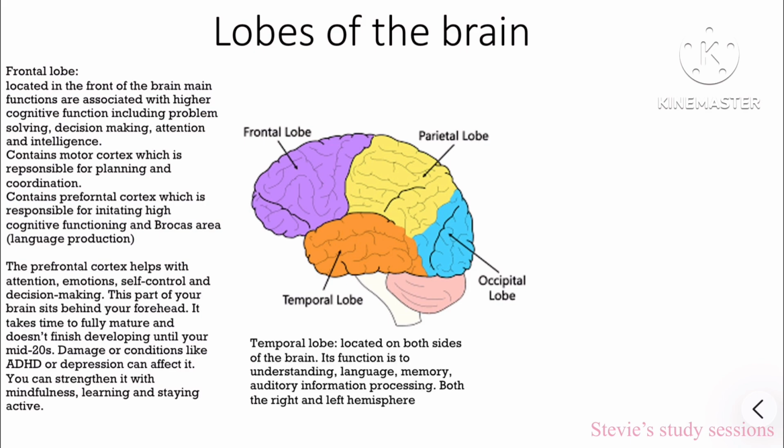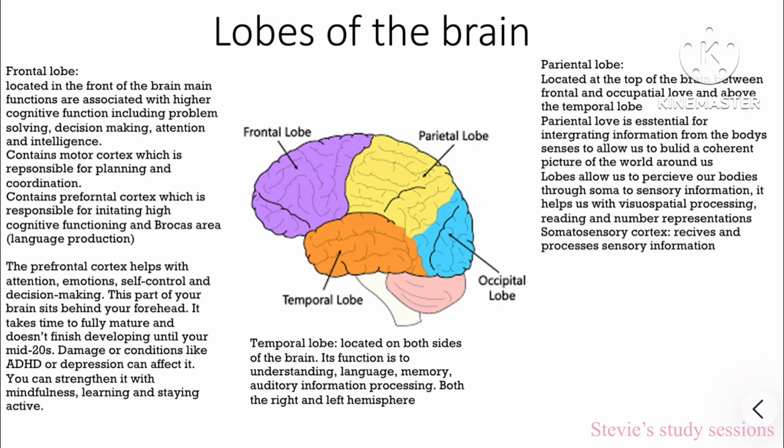The temporal lobe is located on both sides of the brain, and its function is to understand language, memory, and auditory information processing. The parietal lobe is located at the top of the brain between the frontal and occipital lobe, above the temporal lobe. The parietal lobe is essential for integrating information from the body's senses to allow us to build a coherent picture of the world around us.